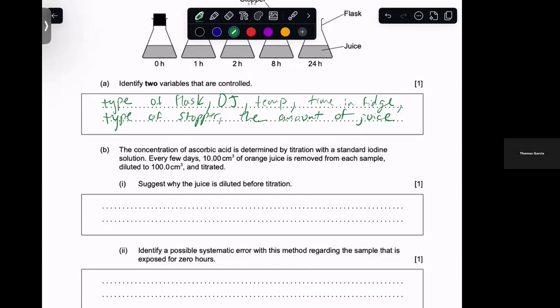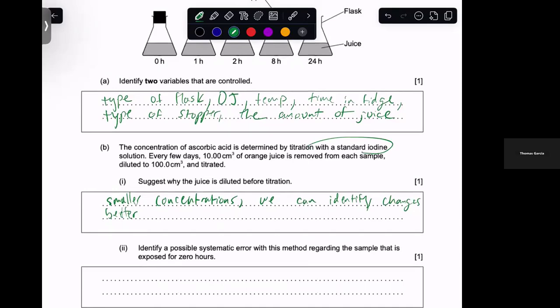So one of the key aspects of dilution is that if we have smaller concentrations, we can identify changes better. Just another aspect of this is we're looking for a color change when we use iodine. And if we're looking for a color change with iodine, we want something that's clear and less cloudy. So it helps with visibility of reaction.